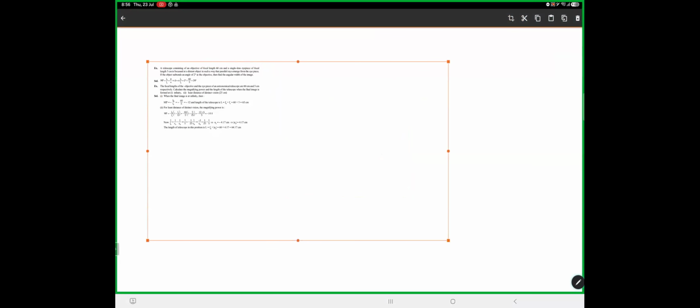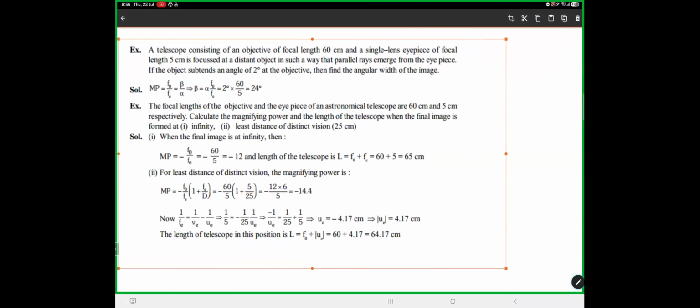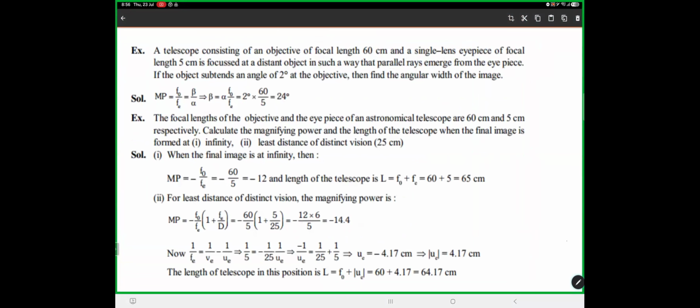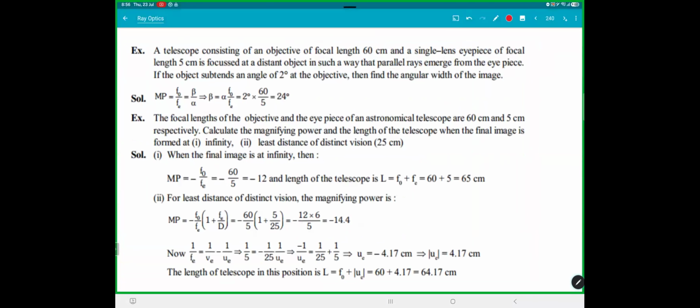This is a good one. The second one is a good one. That is a kind of question they can frame, maybe in advance. Have a look at this.